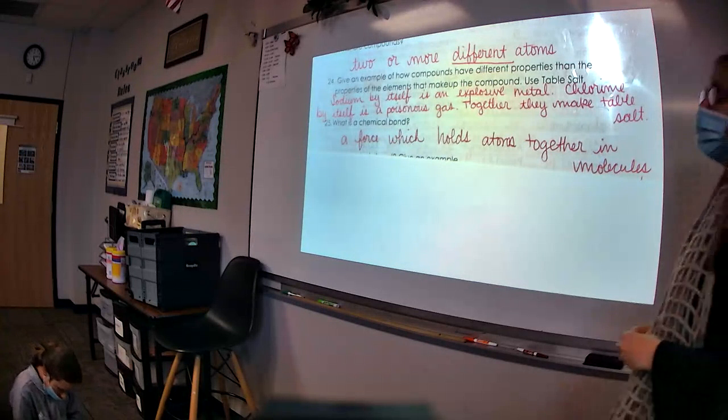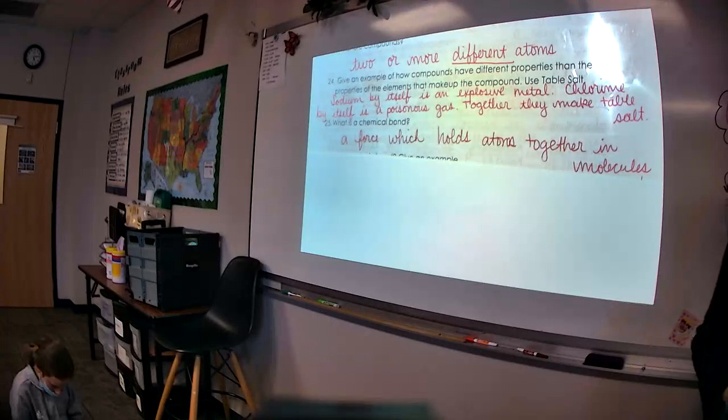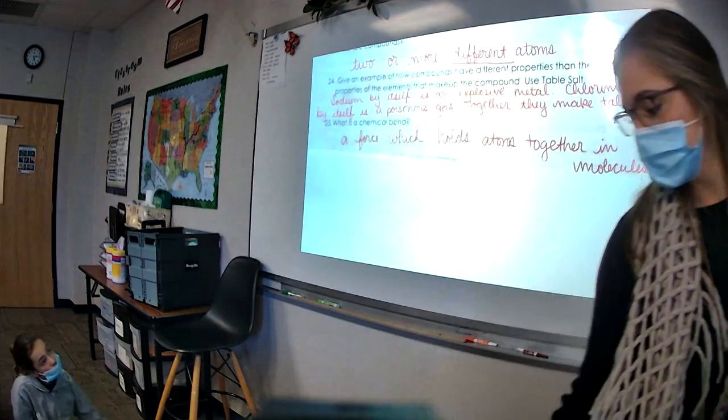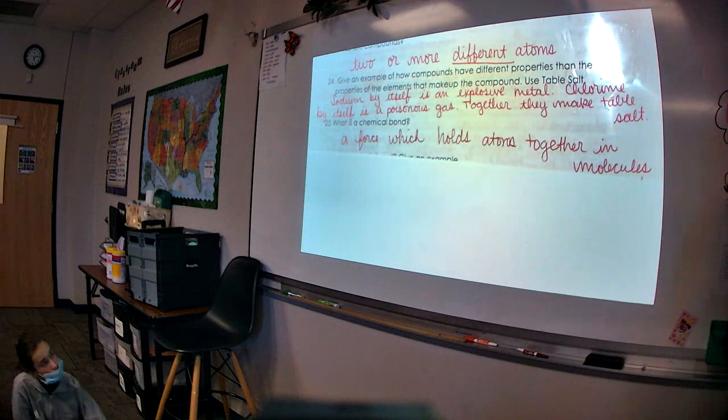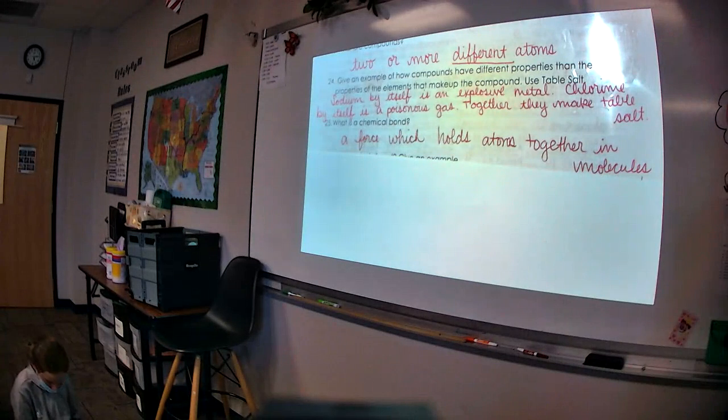Now, there are two types of chemical bonds that we went over. Ionic and covalent. Those are going to be next. We're going to just define how those are different. Basically, the entire study guide is made up of short answers. For the most part.